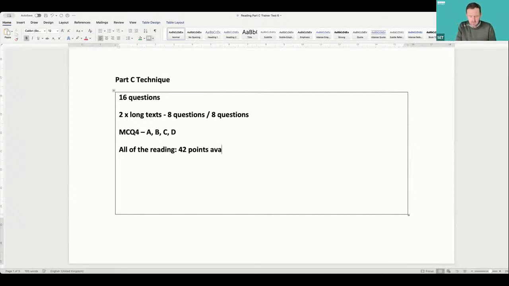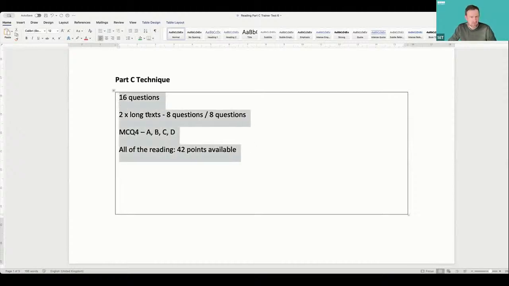All right, so this is important. You've got to be practical. All right, I want you to be practical. There are 42 points available, and you really want to be scoring 30. Okay, 30 plus. If you're scoring 30 regularly in your practices, then you're probably going to pass OET reading. Okay, so how do we get to that magic number?